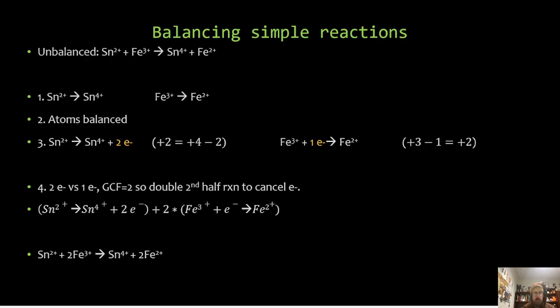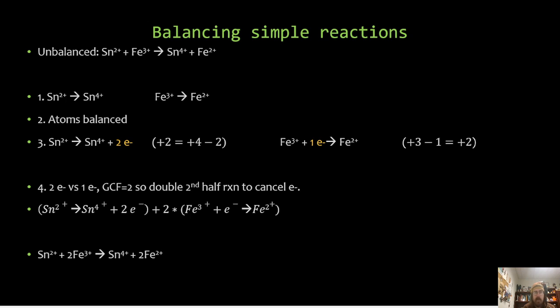So in general, step 1, if you just tried to balance this first reaction, this top reaction, you'd look, oh, it's balanced. There's 1 tin, there's 1 tin. There's 1 iron, there's 1 iron. It's balanced. But if you looked at the charge, the total charge on the left is 5. The total charge on the right is 6.